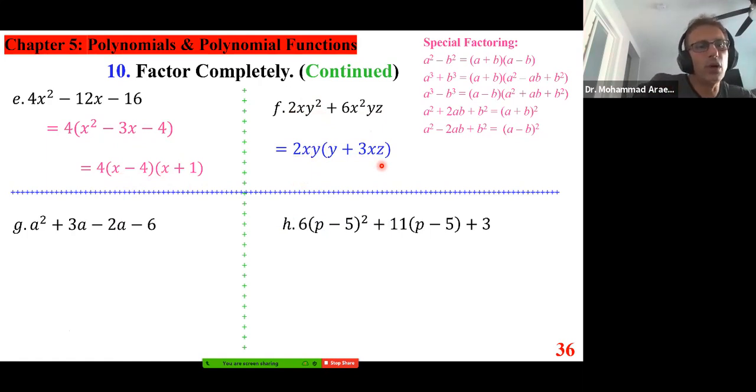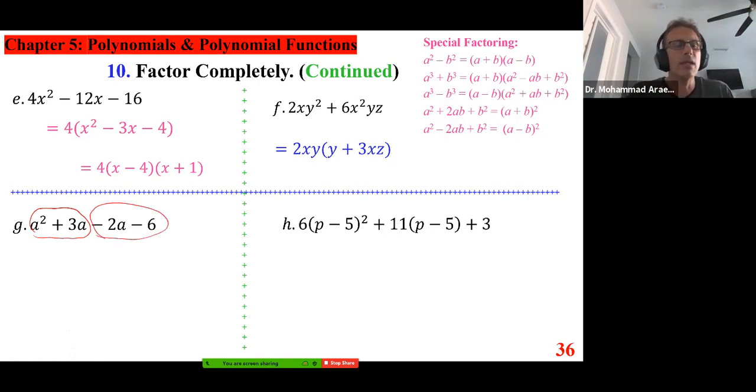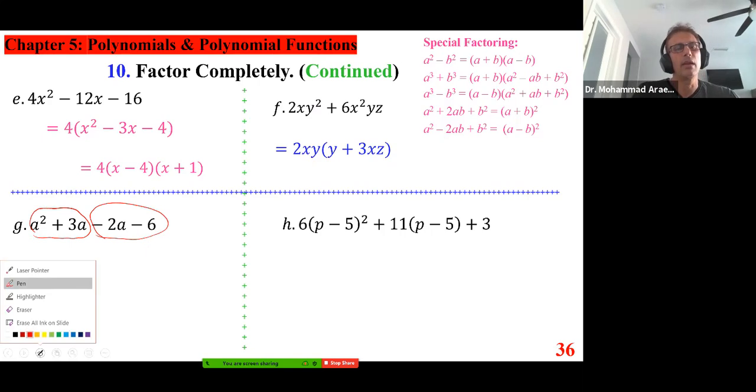Well, we see 1, 2, 3, 4 terms, and therefore some sort of a grouping is in order. We try this. If it works, it's fine. If not, then maybe we go with the first and the third, first and the fourth until it works out. So if we look at the first two, what can we take out? The first two, A is in common. And when you take the A out, you get A times A plus 3.